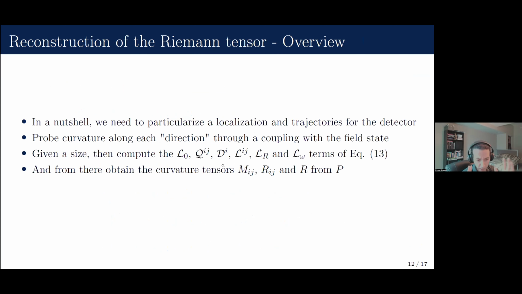So now the second part of the talk, we will address the idea of recovering the local geometry by fully reconstructing the Riemann tensor from the equation above. So the idea in a nutshell is basically just saying, okay, we will pick a detector geometry and we're going to put it on some trajectory. We will probe the curvature along each direction by coupling the detector with the field state.